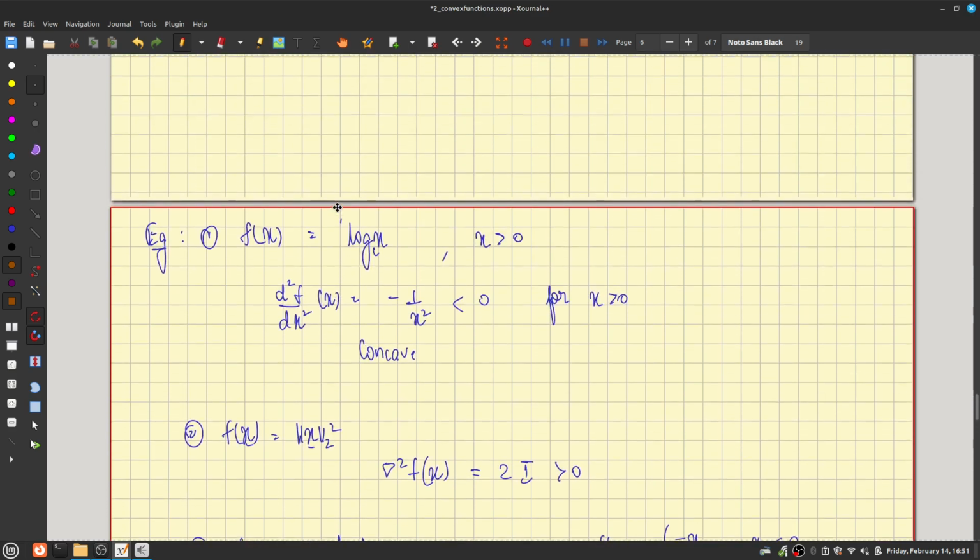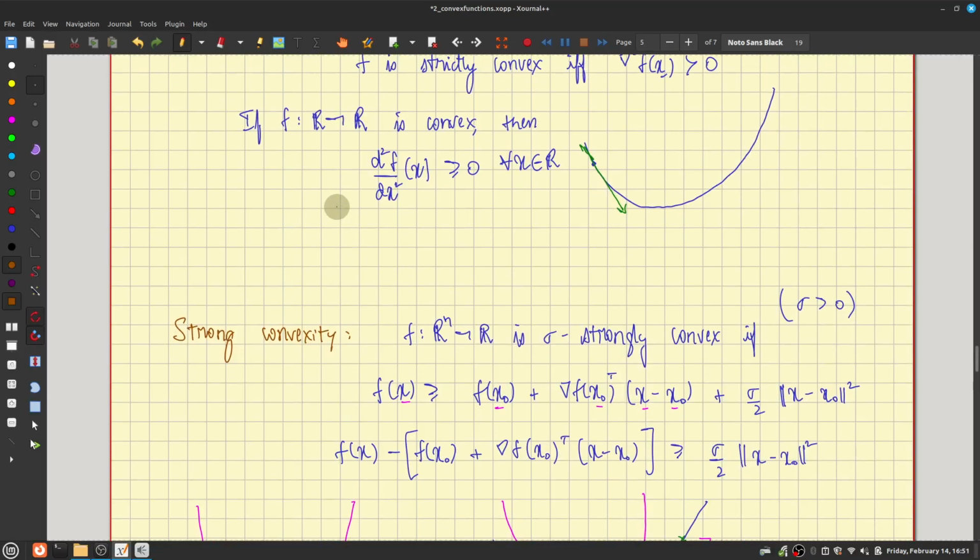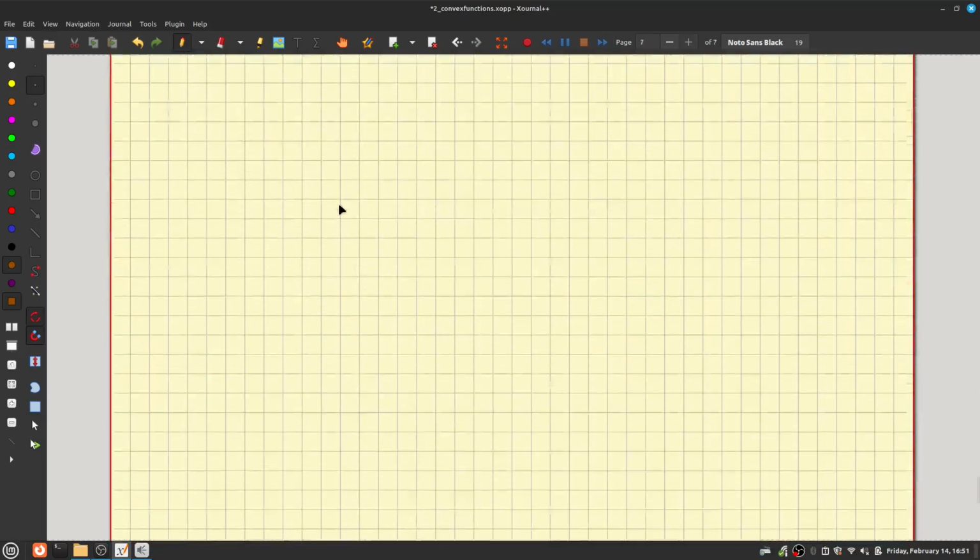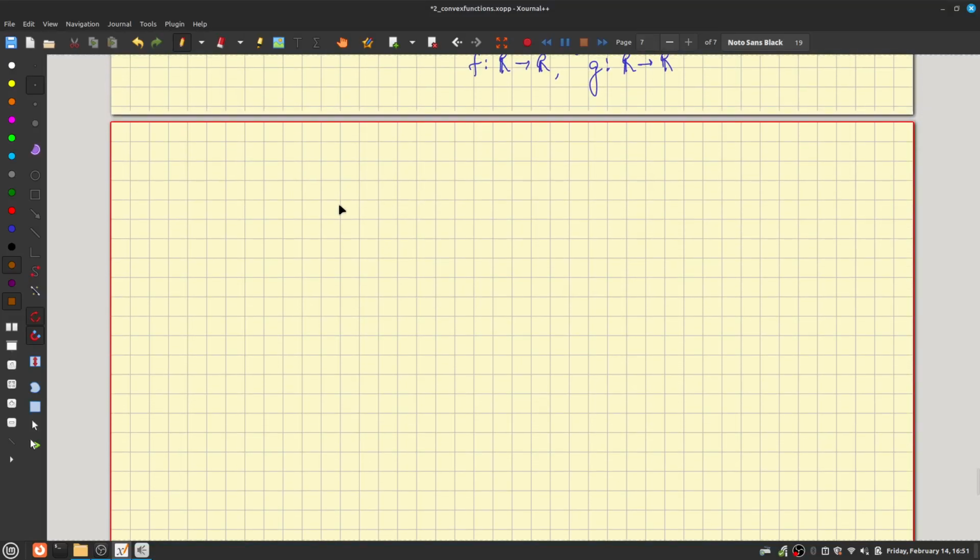So can we not use any versions of the first or the second derivative tests? As it turns out, we can. There is an equivalent notion of the first derivative test, not test I should say, but a characterization, even if the function is not differentiable. So effectively, what does the first derivative characterization tell us? If a function is convex, then the tangent is always a lower bound for the function, right?